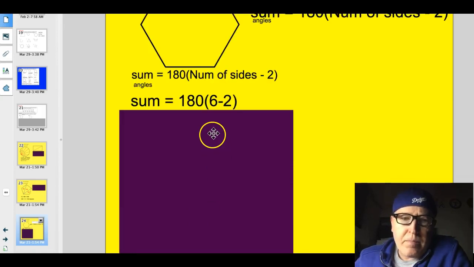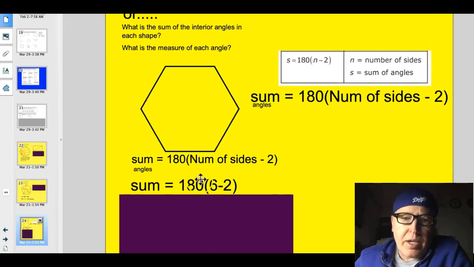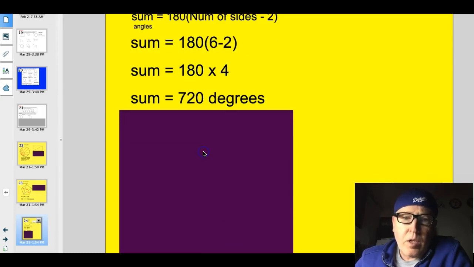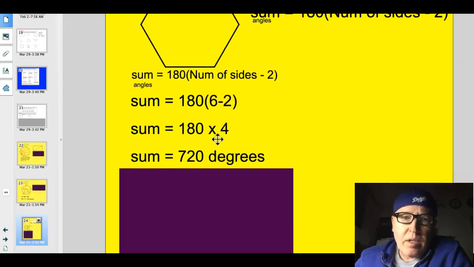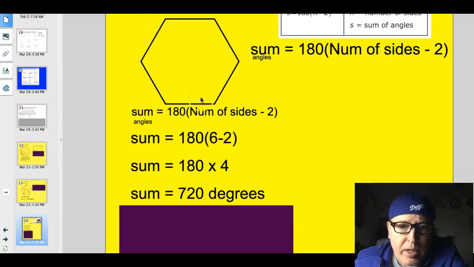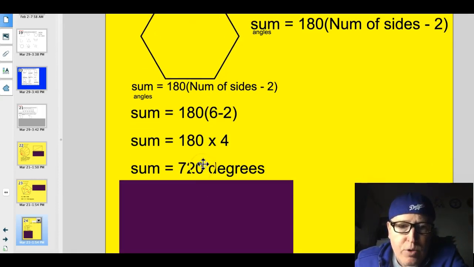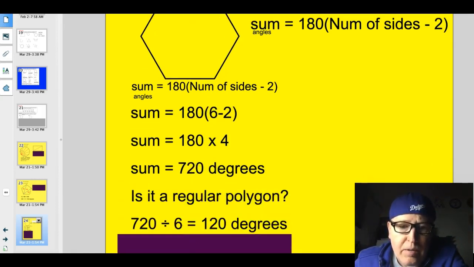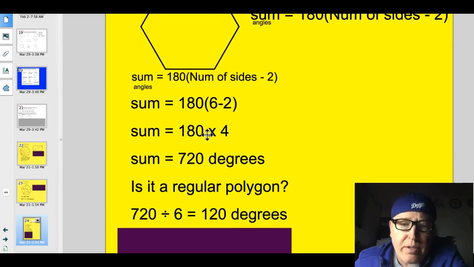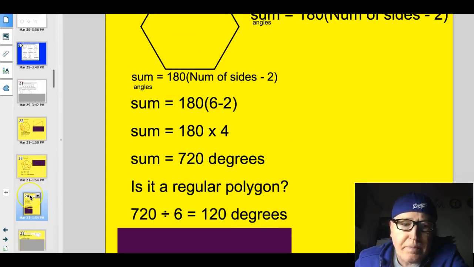So the sum is going to be equal to 180 degrees times the number of sides, which is 6, 1, 2, 3, 4, 5, 6, minus 2. Simplify. That's really 180 degrees times 4, which is 720 degrees. Now, if it's a regular hexagon, a regular polygon, all the sides and angles are the same, you can divide that by the number of sides it has, which is 6, and find out that each angle is 120 degrees. There we go. Each of these are 120.